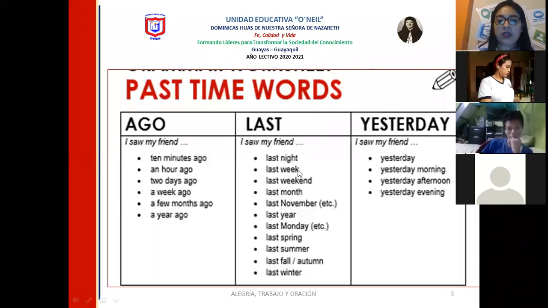Last night, last week, last weekend. Last month, last November. And in this example, look at etc. Porque aquí puedes usar otros meses del año. Last year, last Monday, okay, look at this part, etc. Or so on. Last spring, last summer, last fall, and last winter. ¿Qué significa "last"? Okay, la última, la semana pasada, la semana pasada, el mes pasado, el año pasado.